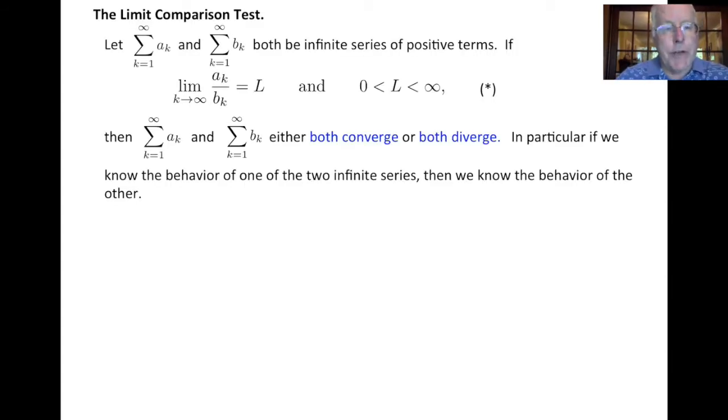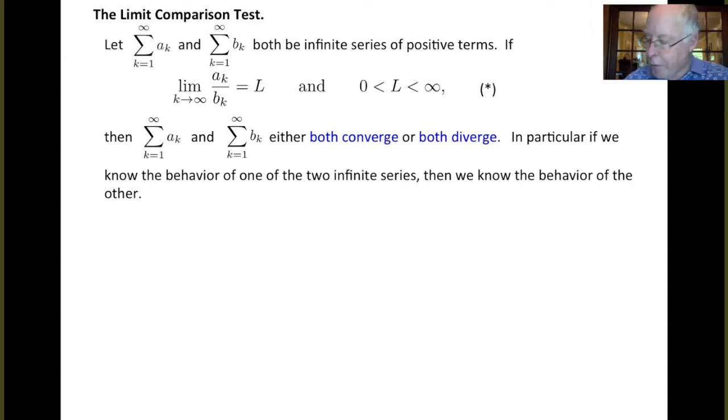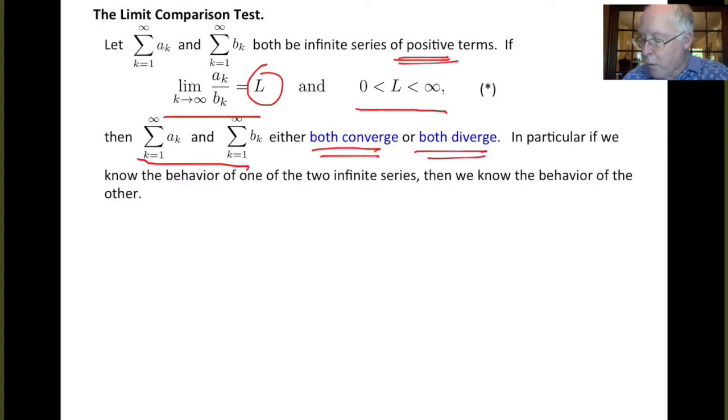So the limit comparison test says the following. Suppose we have two infinite series of, again, positive terms. Again, this test, like the others we've looked at, does not work if we have some negative, some positive terms. So suppose we have an infinite series of positive terms, and we take a look at the ratio of terms, a_k to b_k, and take that limit as k goes to infinity. Suppose we get some answer L for that limit, and L turns out to be a finite and strictly positive number. If all that happens, then these two series, summation a_k, summation b_k, either both converge or both diverge.